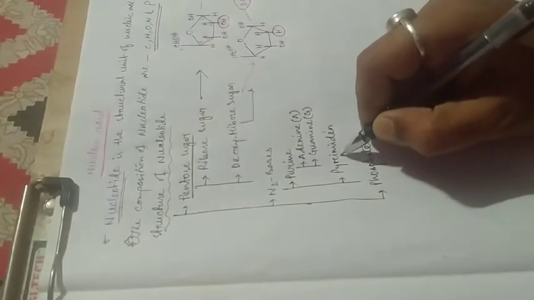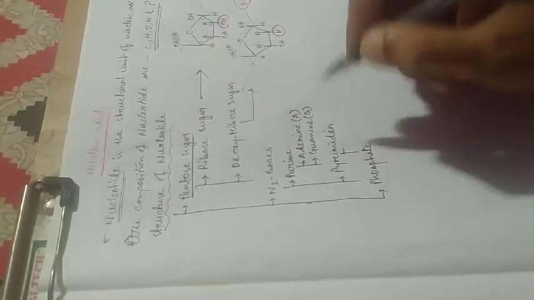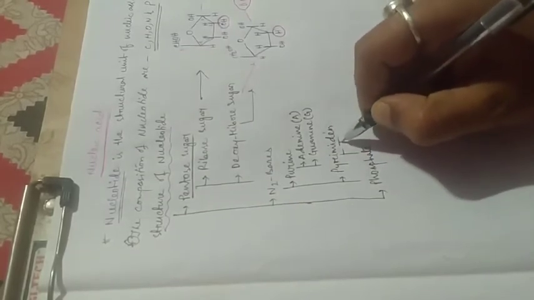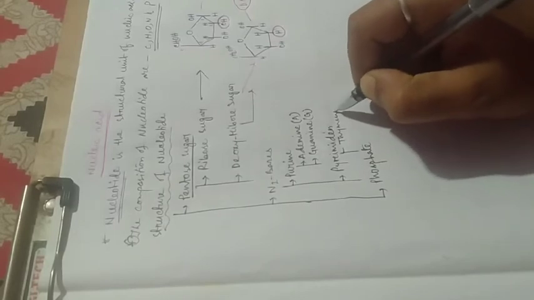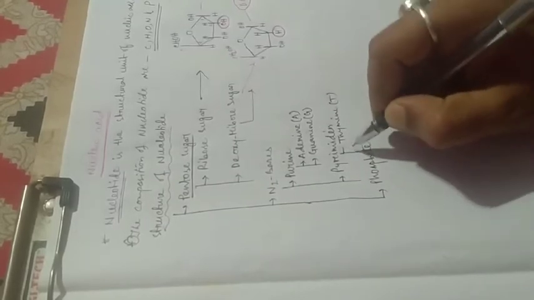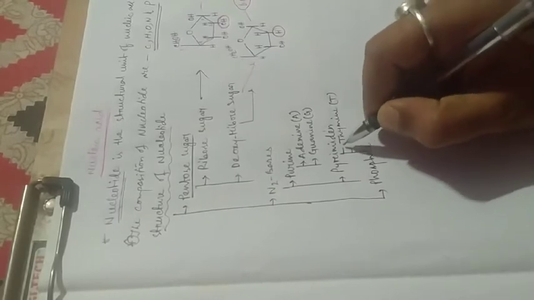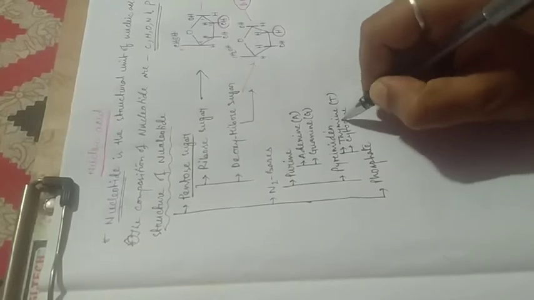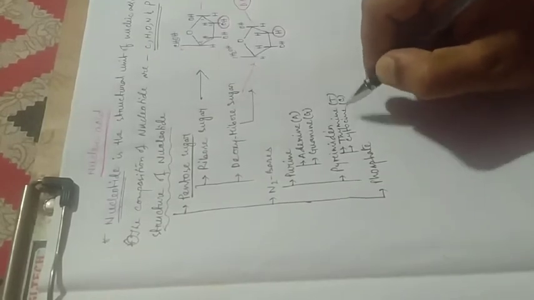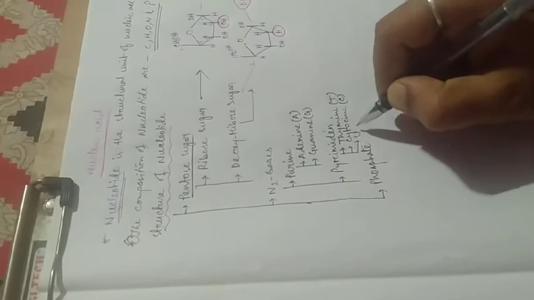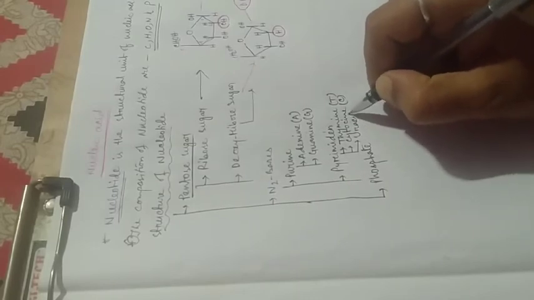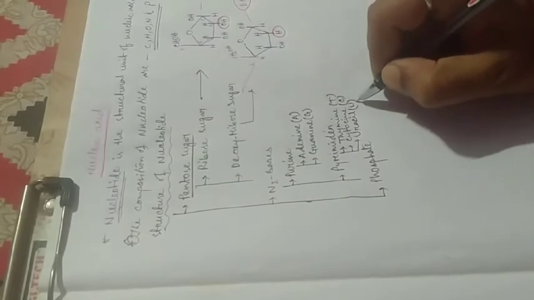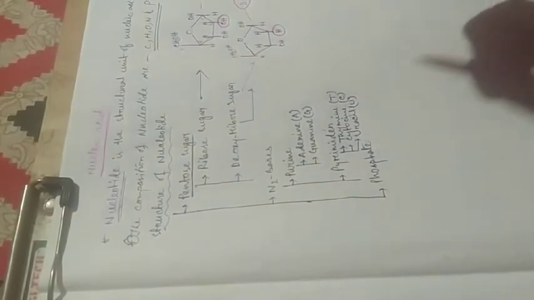And pyrimidine has three nitrogen bases. These are thymine, T, cytosine, C, and uracil, U. These are the pyrimidine group.